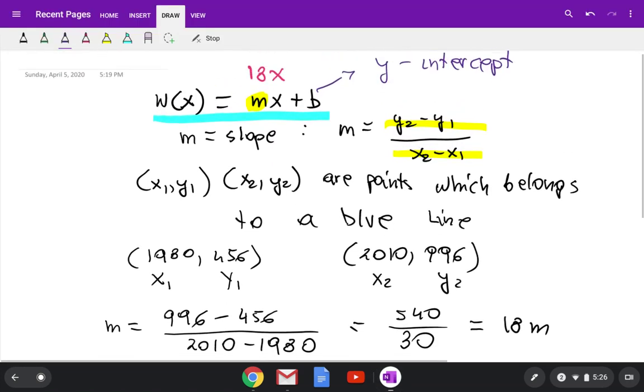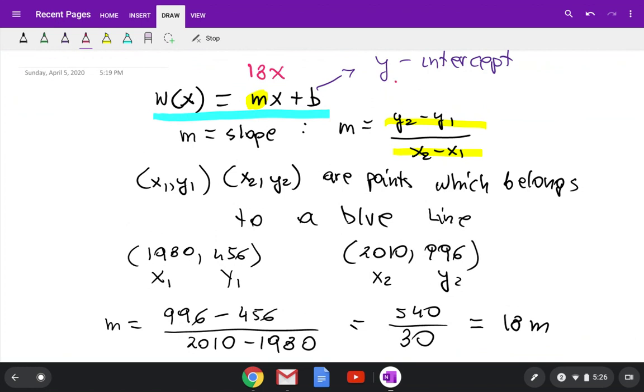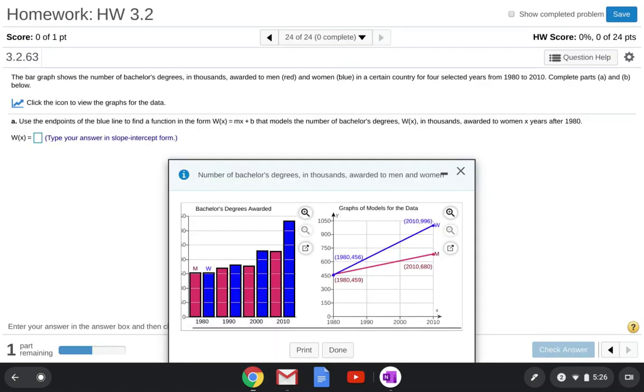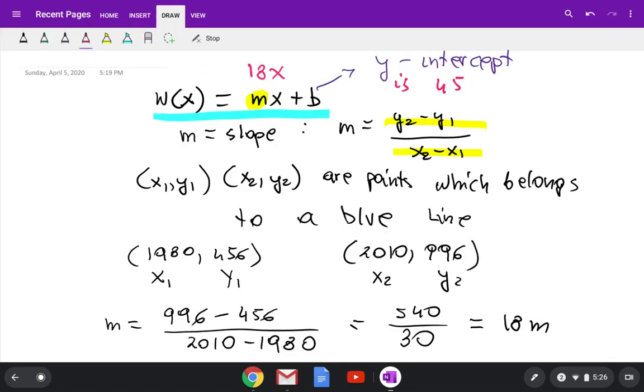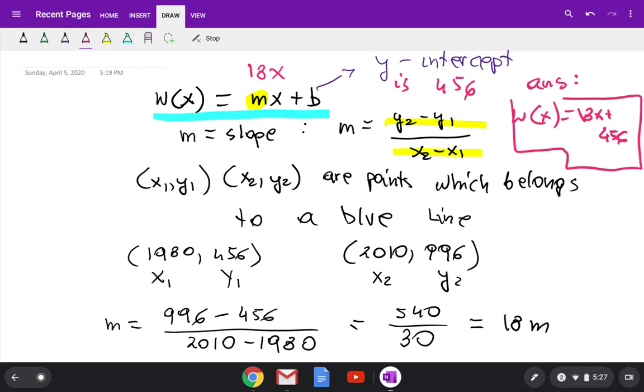So the y-intercept in our case is 456, because right here is the point on the y-axis, and we're starting with 1980, so 1980 represents x equals 0. So you have it. The answer is w of x equals 18x plus 456. Technically, you had to calculate the slope. So that was part A.